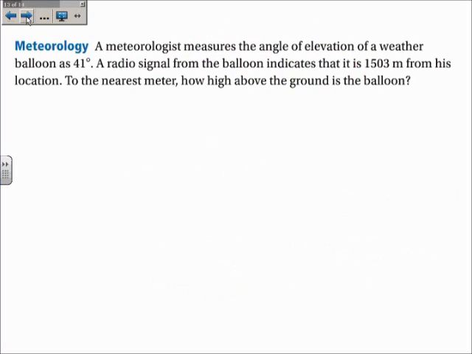Okay, a couple of word problems. A meteorologist measures the angle of elevation of a weather balloon as 41 degrees. A radio signal from the balloon indicates that it is 1,503 meters from his location. To the nearest meter, how high above the ground is the balloon? Okay, so the meteorologist is down here, looking up to see a balloon. Horizontal, looking up, 41 degrees.